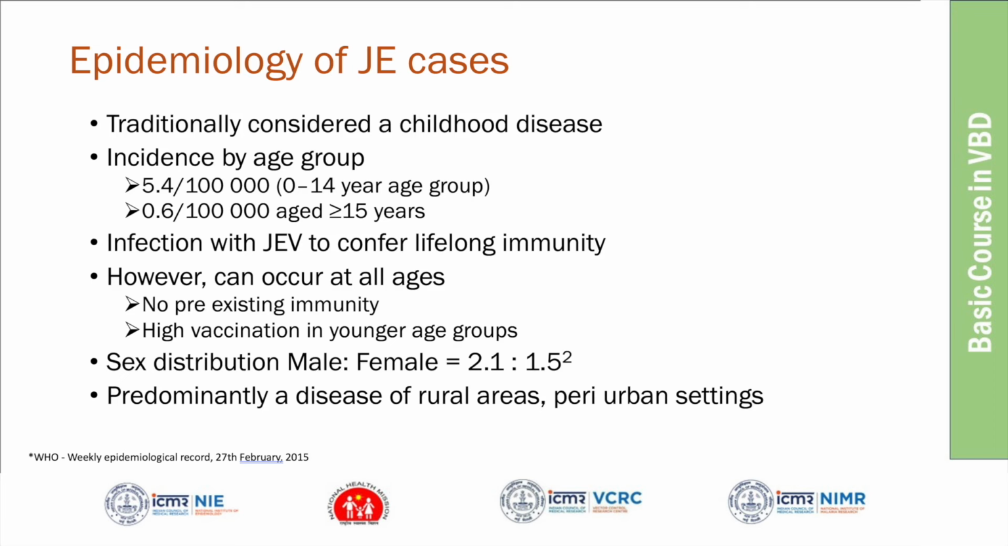However, the disease can occur at all ages. Even in adults, the disease can occur. It can occur in areas where there has been no pre-existing immunity. Whenever there is a migration of the virus across borders, when there is no pre-existing immunity in the community, then adults also can get affected. And whenever there is high vaccination in younger age groups, below 5, then there is a shift in age of infection to above 5. If we see the sex distribution of the cases, males and females are more or less equally prone to the disease.